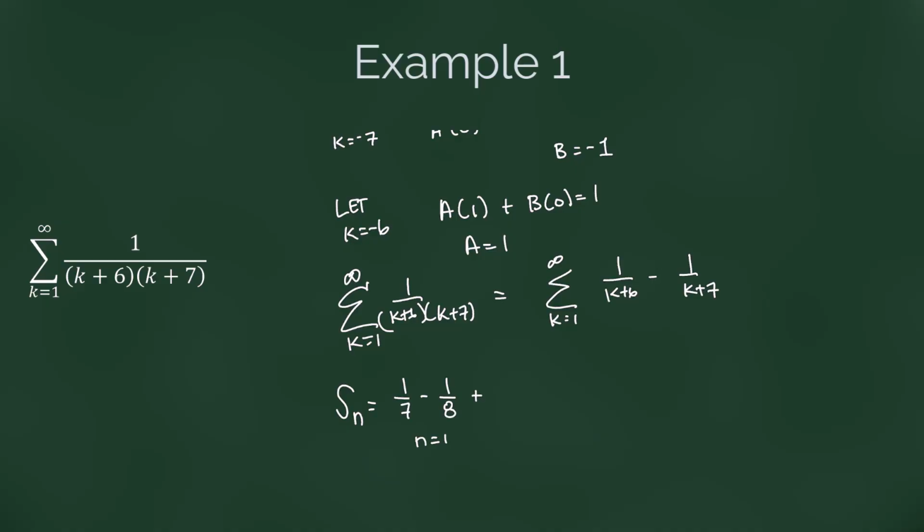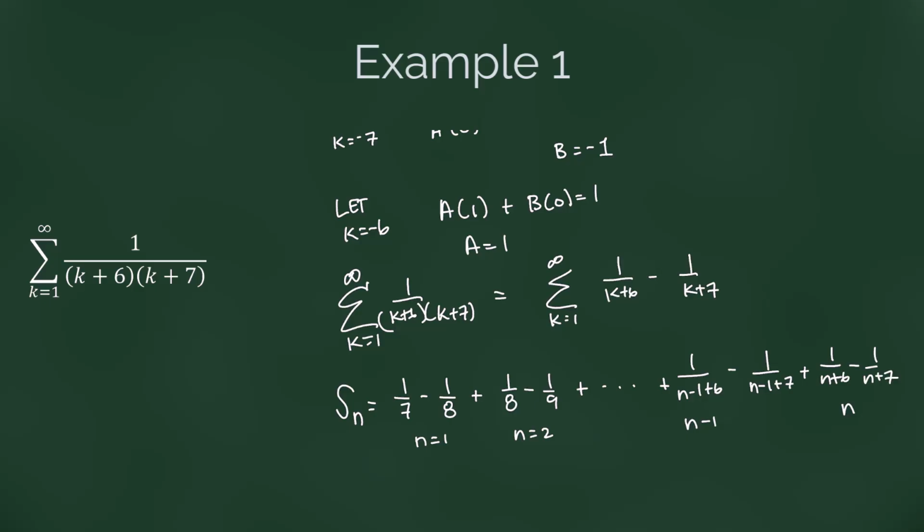Our second term would be 1 over 8 minus 1 over 9. We'll go out to the end when we are doing the n minus 1 term. That's going to be 1 over n minus 1 plus 6 minus 1 over n minus 1 plus 7. And then we'll look at the last term, the nth term. That's going to be 1 over n plus 6 minus 1 over n plus 7.